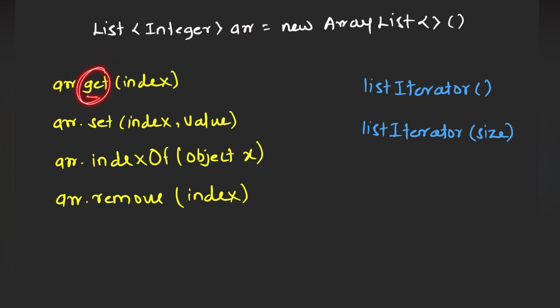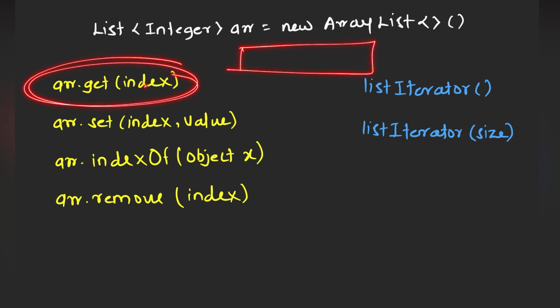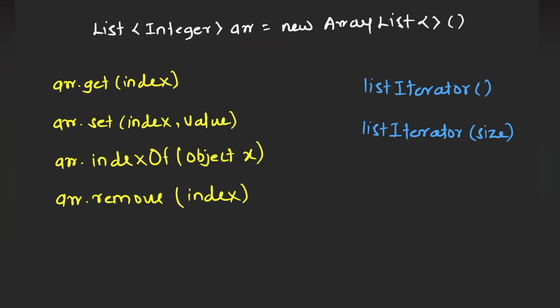ARR dot get, and I am passing the index. What it means is it simply returns the value present at this index. For example, I have the values 1, 2, 3 and 4. Now I want the value present at the second index. Which is the value present at the second index? 0, 1, 2. So it will return a 3. I hope you got this. Get simply returns the value present at that index.